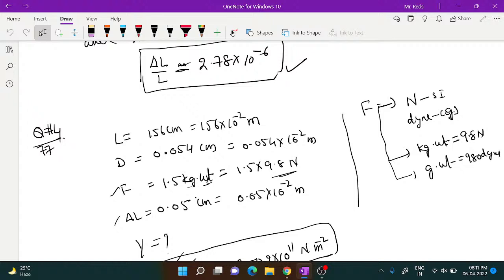7. The ratio of diameters of two wires is given. Length of each wire is the same, so L1 by L2 is 1. And applying the same load means F1 by F2 is 1. The increase in length of the thin wire will be, that is delta L1 in terms of the other one. Delta L1 by L2, delta L2 by L1.